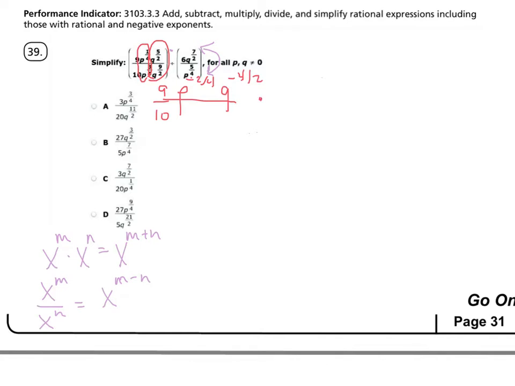And then remember that we're going to flip that second fraction, so times p to the 5/4. And then on the bottom of that fraction, 6q to the 7/2.